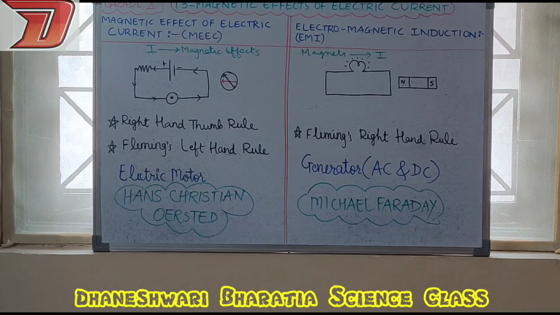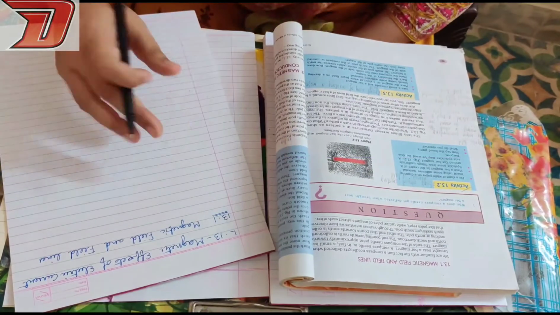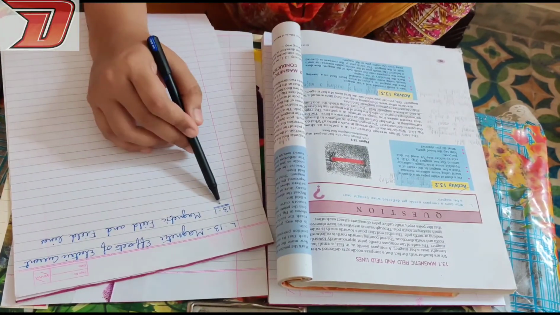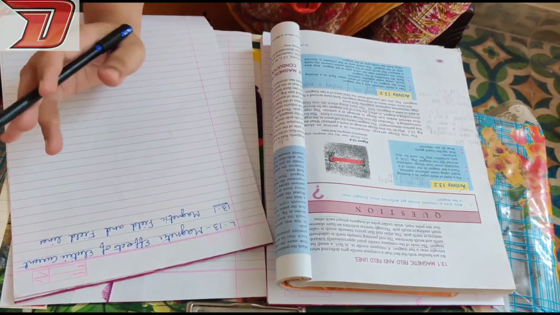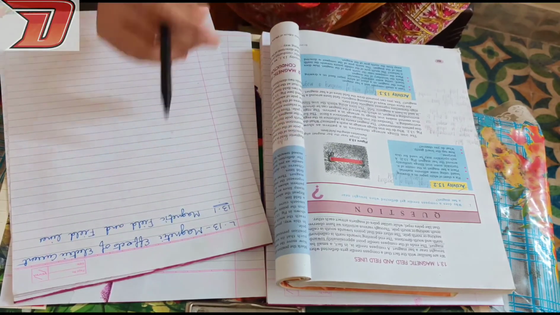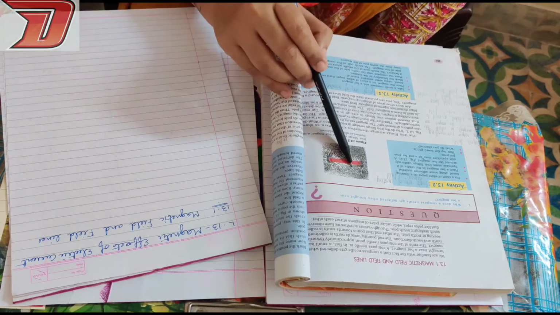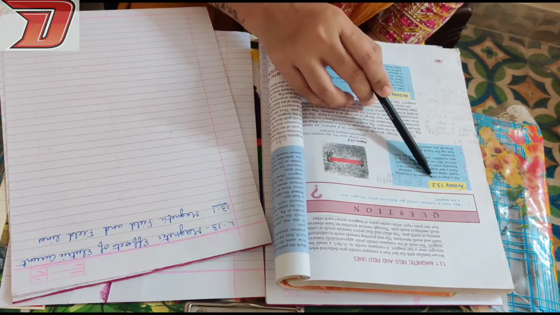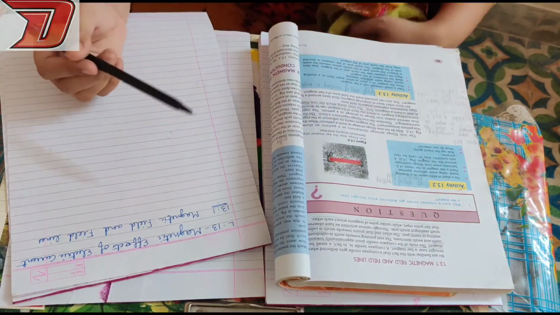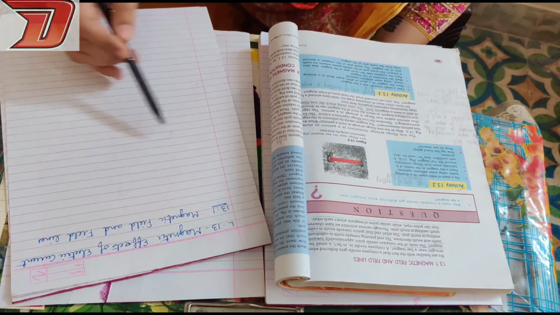Now we will be learning about magnets, their effects, and the magnetic field and its lines. So let us continue our chapter 13, 13.1 magnetic field and field lines. You can keep your textbook open also. Fine. Now here in this book, on this page, activity 13.2 is given, where you have to take a sheet of paper.